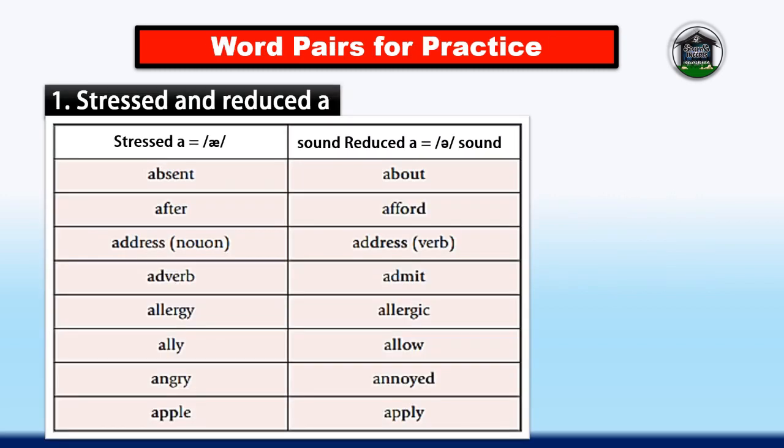Word pairs for practice. absent, about, After, afford, address, address, adverb, admit, allergy, allergic, ally, allow, angry, annoyed, apple, apply.